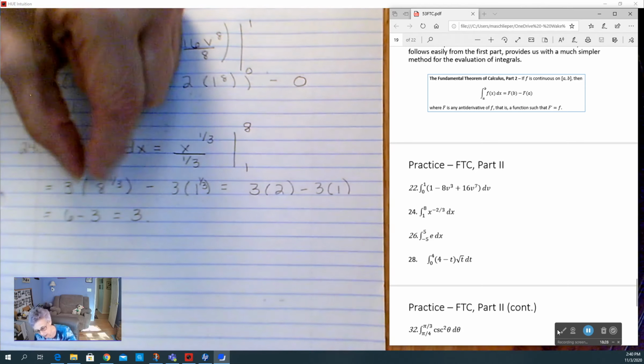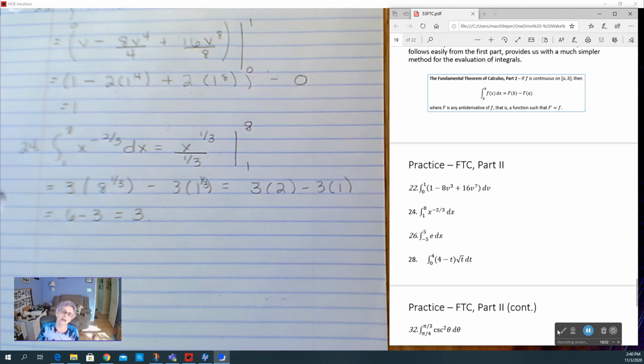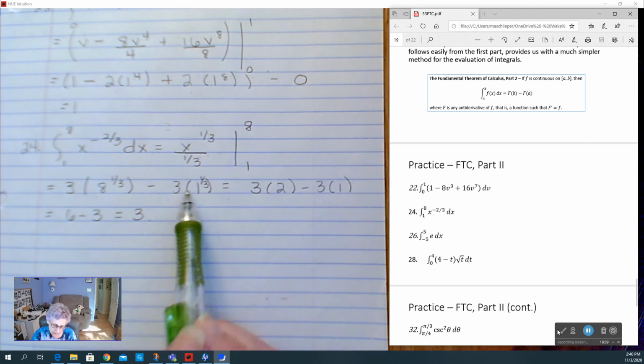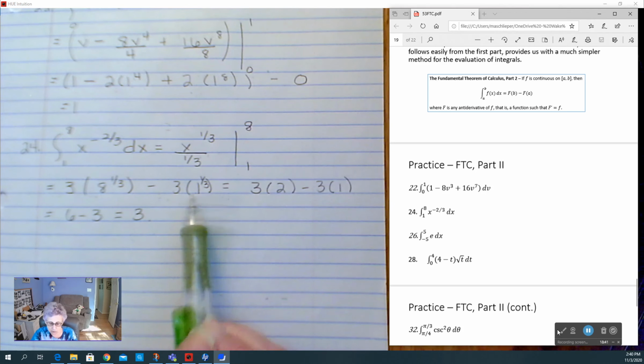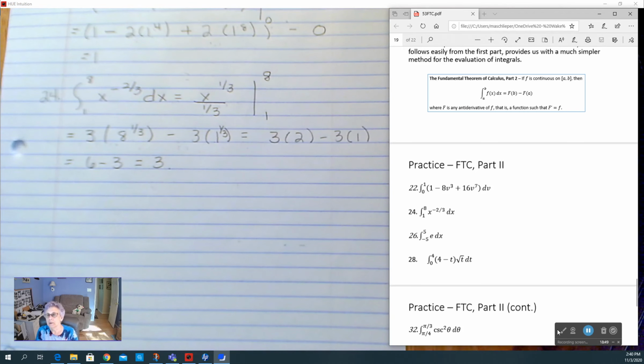Now you notice I gave 3 to each term there. You could pull 3 out front. Just factor it out and then do cube root of 8 minus cube root of 1, which would be 2 minus 1, and then multiply by 3. Same darn thing. Okay. I'm going to let you work on 26. I'll come back and go over it in a moment.